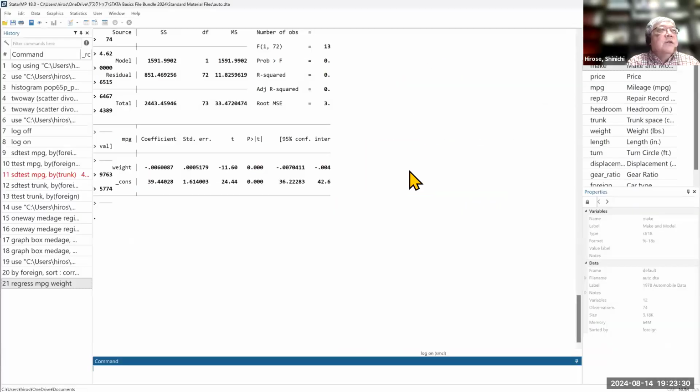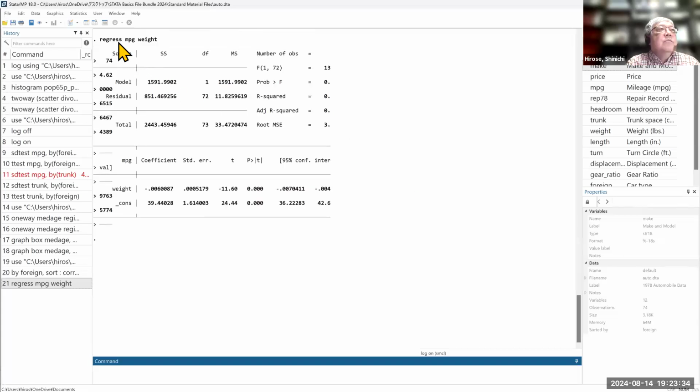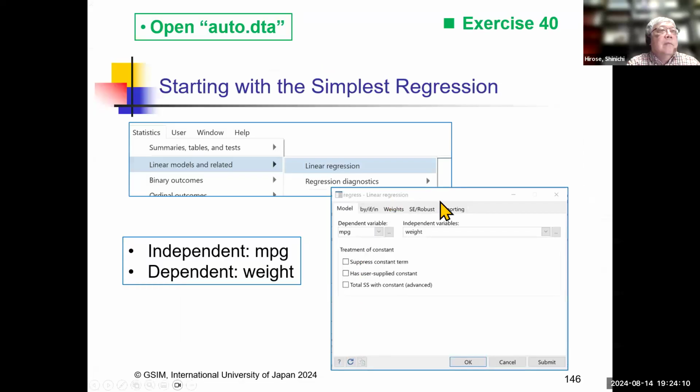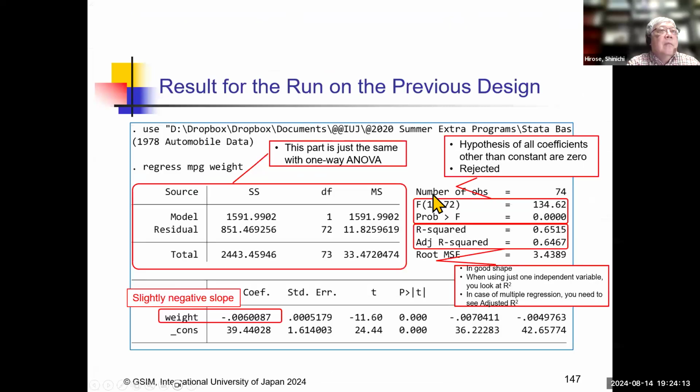Then you will see the result like this. Regress miles per gallon on weight, and the source, SS, df, MS, number of observations, F, probability, R squared, adjusted R squared, root MSE. It looks weird. It must look like this.